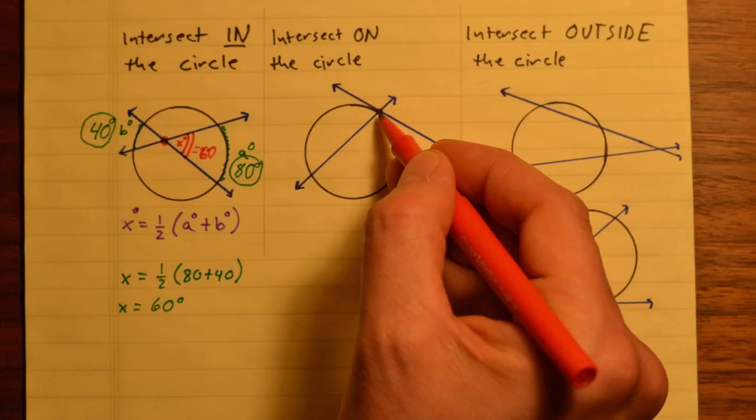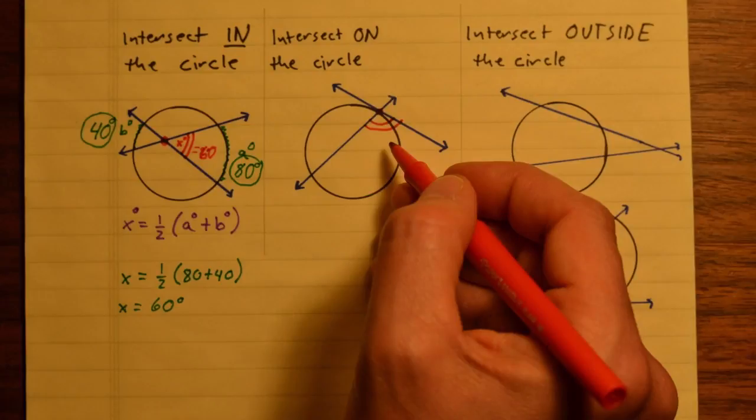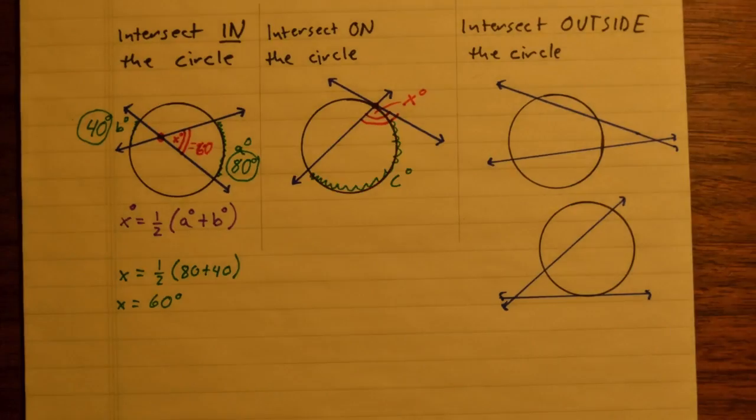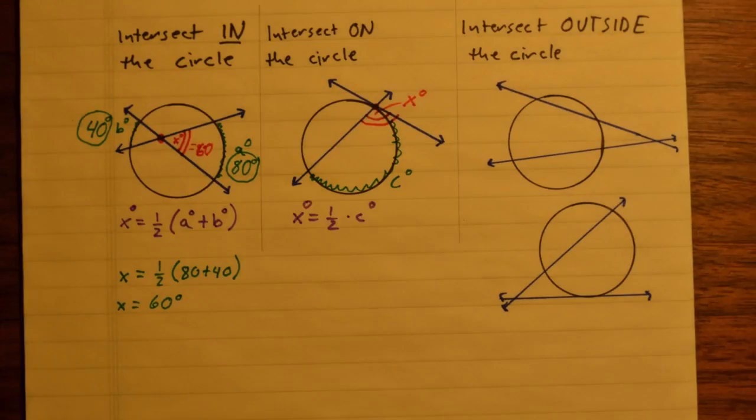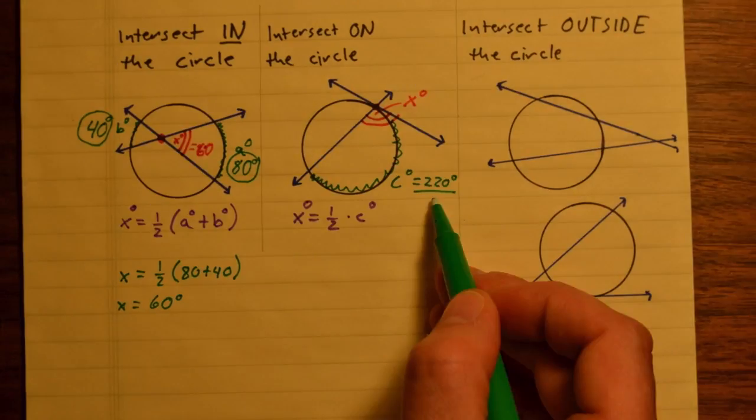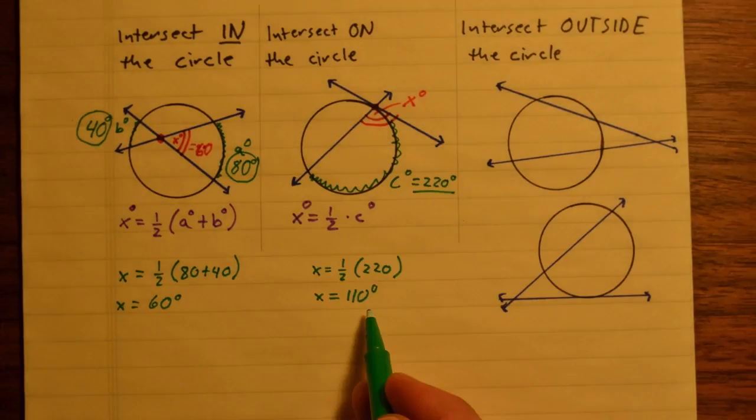Now when they intersect on the circle, that angle, it's a little bit strange to see, but if we call that angle x, and the arc that is in the interior of that angle, let's call that arc C, angle x is half the measure of that arc. And so if that arc were 220 degrees in measure, that means angle x is 110 degrees.